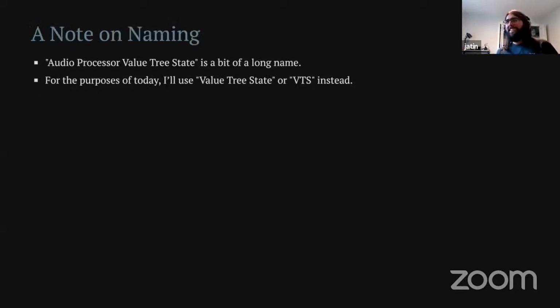I understand why JUCE named this class the audio processor value tree state. I think it's a good name, but it's hard to say when you're talking about it a lot. It's a lot of words to say. So I'm just going to shorten it to value tree state or VTS. If I use either of those terms, just know that I mean the audio processor value tree state. I just didn't feel like using all of the words.